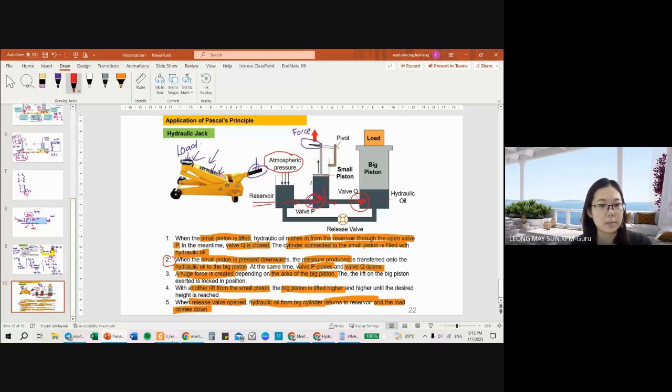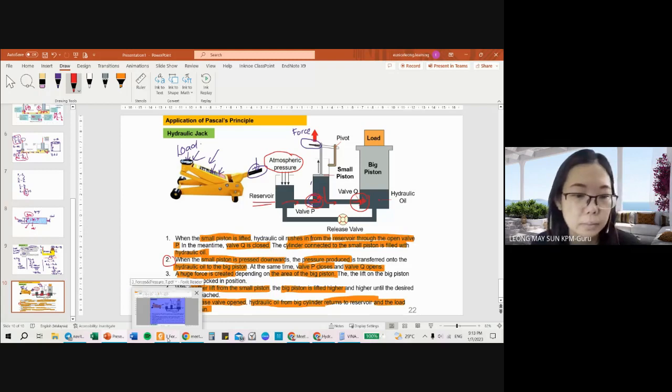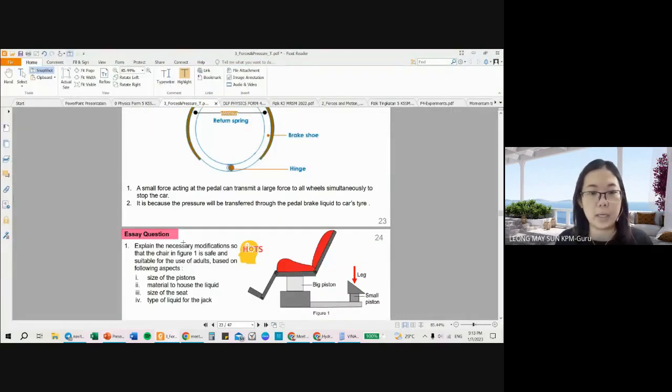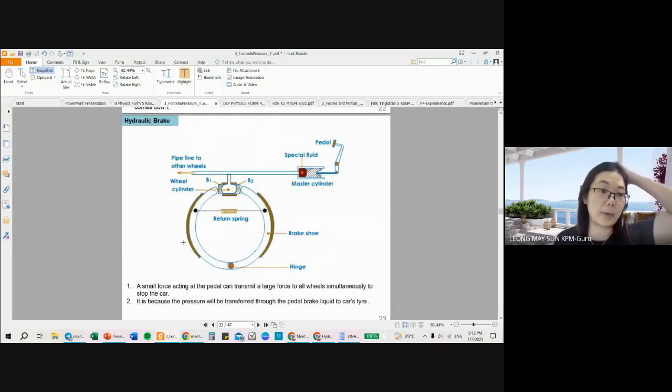Okay, can I proceed to the next application? So I hope okay. Now, next is actually a hydraulic brake.